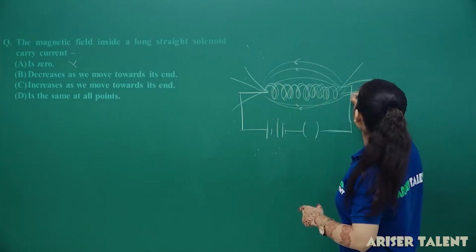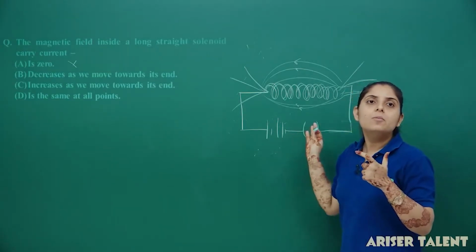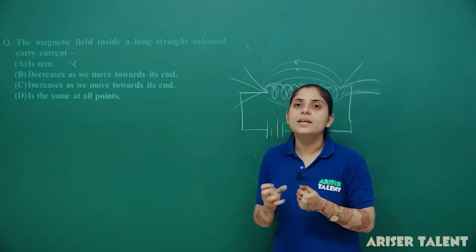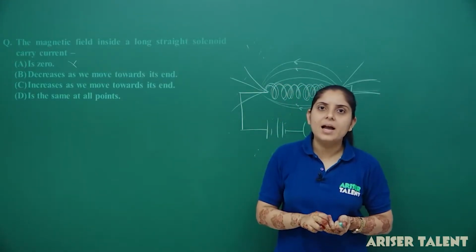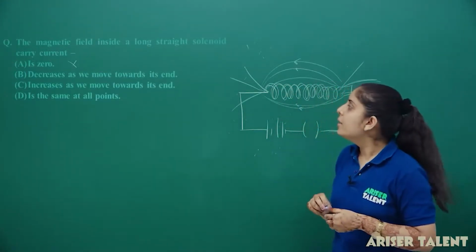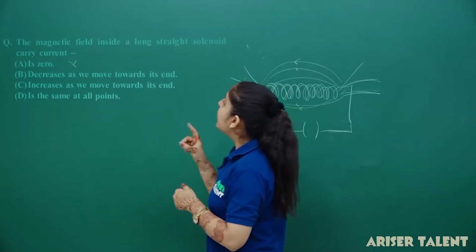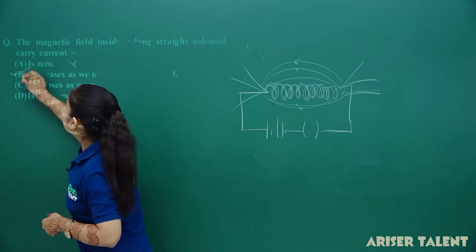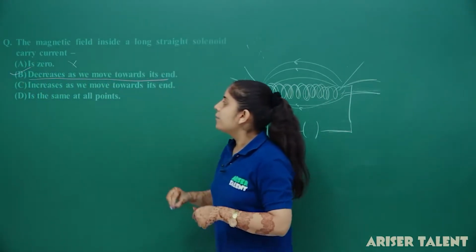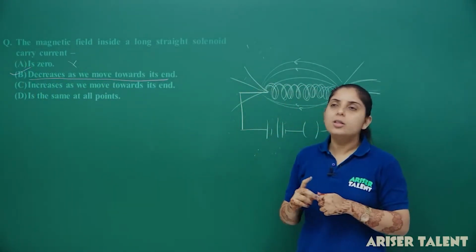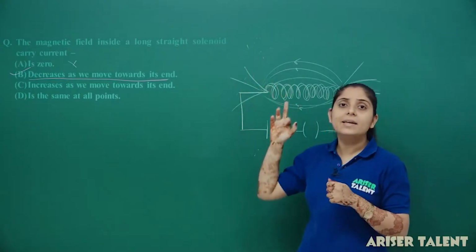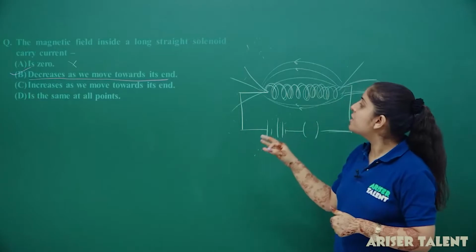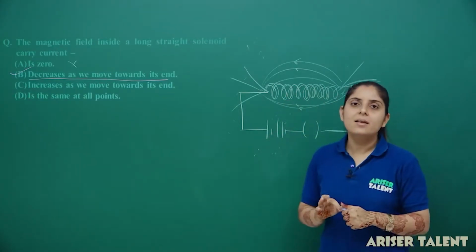And if you go to the ends or the poles of a magnet or the solenoid, the strength of the magnetic field is definitely going to decrease. So it decreases as we move towards its end. So option B will be correct. It is not the same at all points, and it is not increasing at the end. So we have only one correct option here, that it must decrease as we move towards its ends.